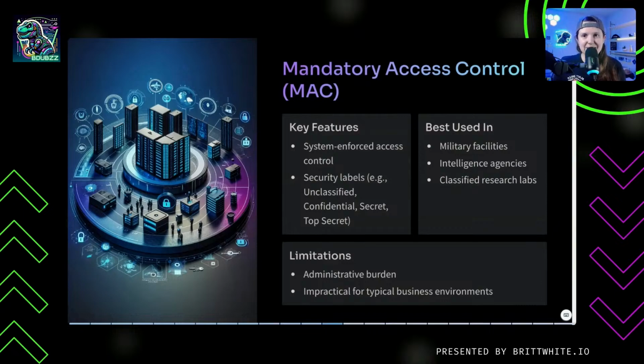While MAC excels in high-security environments like military facilities and intelligence agencies, it's really rare to see it in typical businesses. Why? Because MAC requires labeling everything and managing clearance levels. Every document needs classification, and every employee needs a security clearance. This administrative burden makes it impractical for most business environments. Remember that MAC works best in government intelligence agencies, nuclear facilities, and classified research labs. However, it would be impractical for organizations like marketing agencies or retail businesses, where collaboration and flexibility are key.